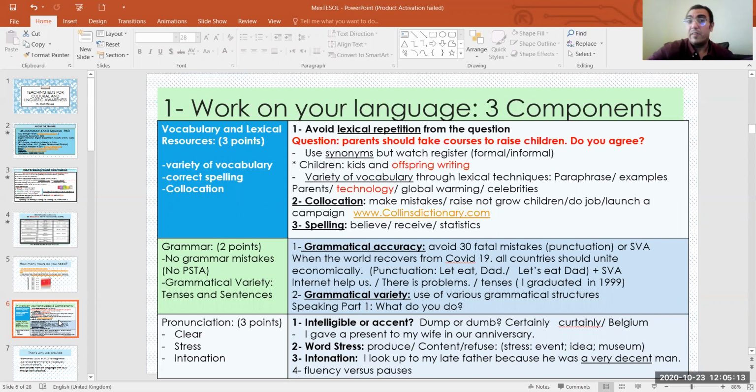teaching vocabulary. For example, avoid repetition by providing synonyms, by knowing the difference between the formal and the informal, by knowing more about collocation, by watching the spelling mistakes. And this is something quite important. We usually do all this in general English courses, but through IELTS, students' language awareness goes up by knowing that there is something called collocation. You cannot simply say, I want to grow children, it's raise children.